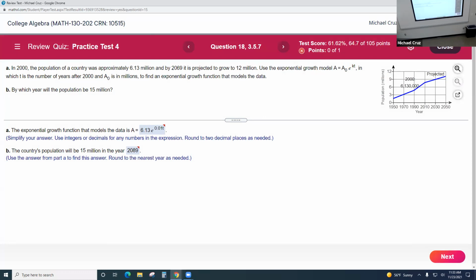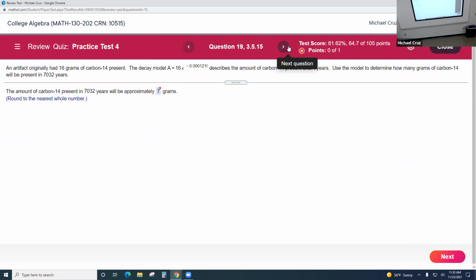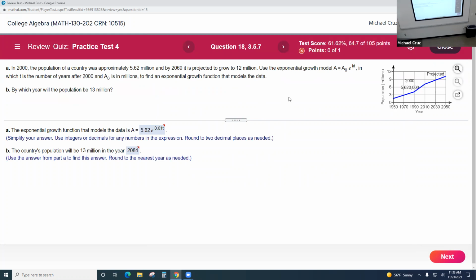All right, in 2000, let's see, what was this other one here? Okay, that's the half-life thing. All right. In 2000, the population of a country was approximately 5.62 million, and by 2069, it had grown to 12 million. Use the exponential growth model in which t is the number of years after 2000 and A to the 0 is in millions to find the exponential growth function.